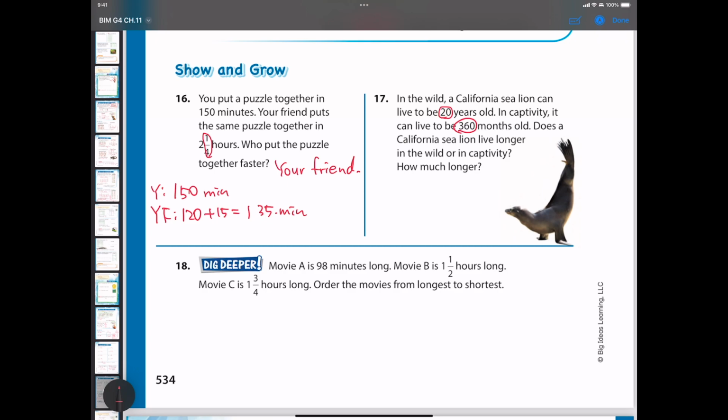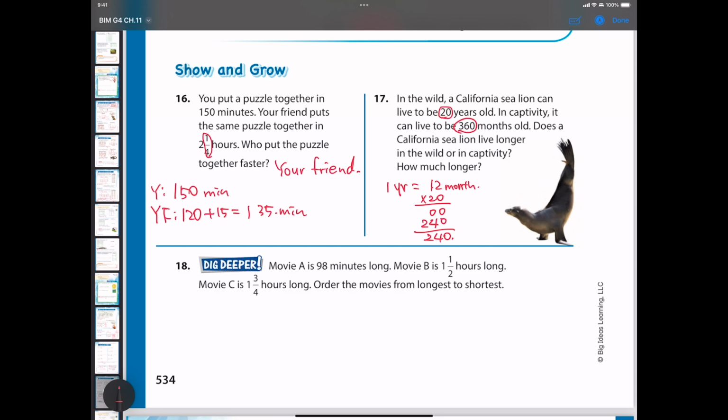Let's see. We know 1 year is equal to what? 12 months. Okay, so what about 20? Then I'm going to multiply 20 by 12. Right, and 2 times 2 is 4, and 240.